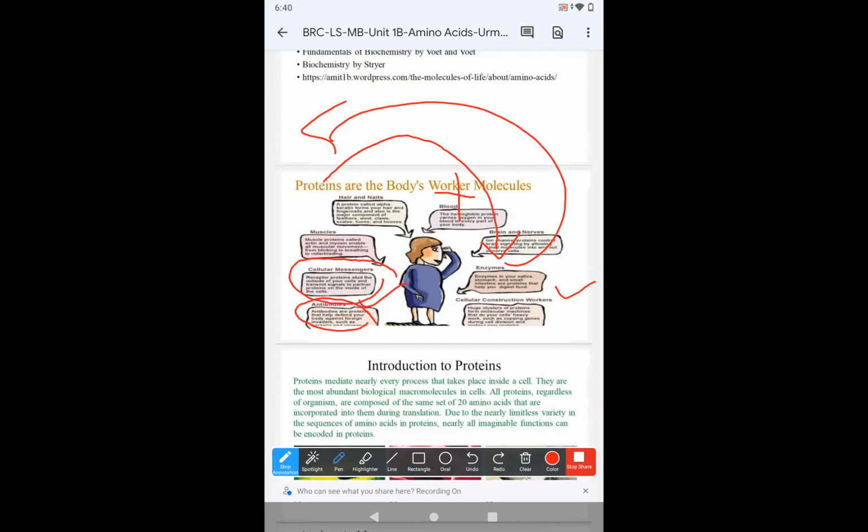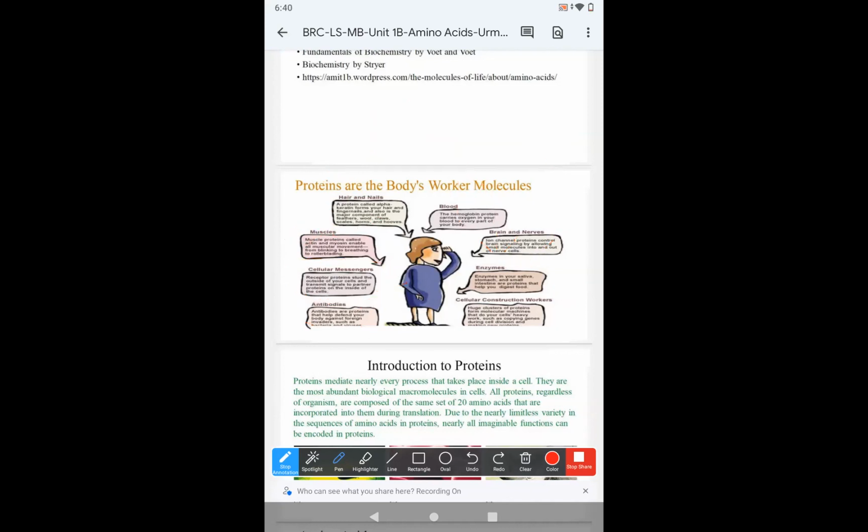Understood, everyone? Yes, ma'am. Okay. Next, muscles. In muscle proteins you know actin filaments and myosin filaments. Especially actin and myosin proteins are present in muscle contraction. Actin and myosin proteins help in muscle contraction. Those are also useful proteins in the body.